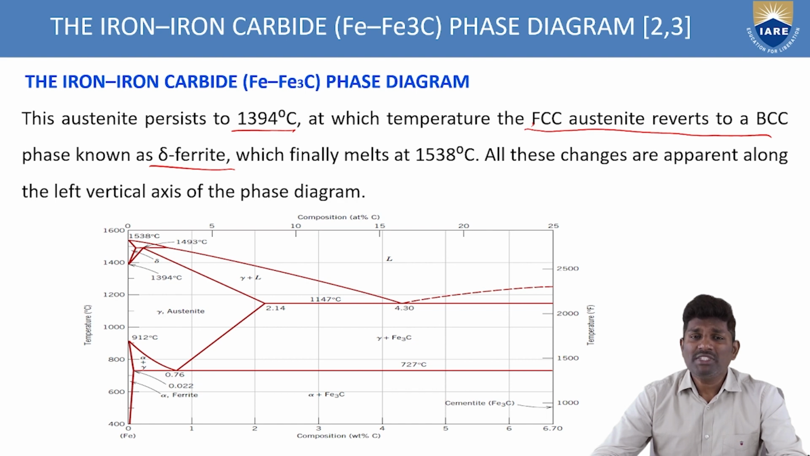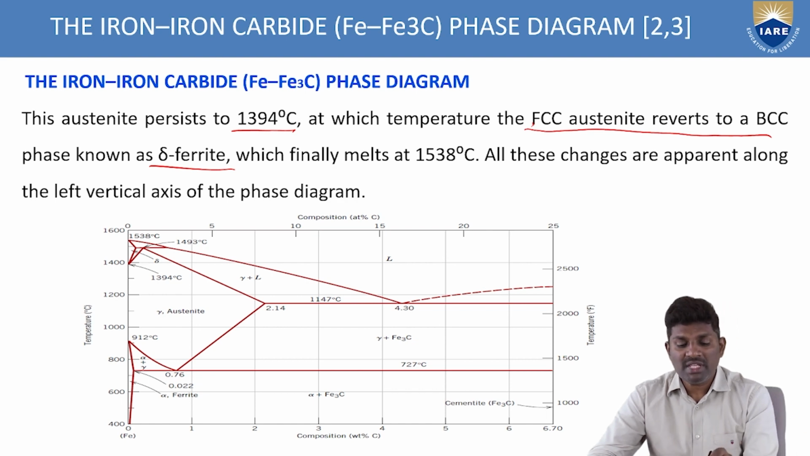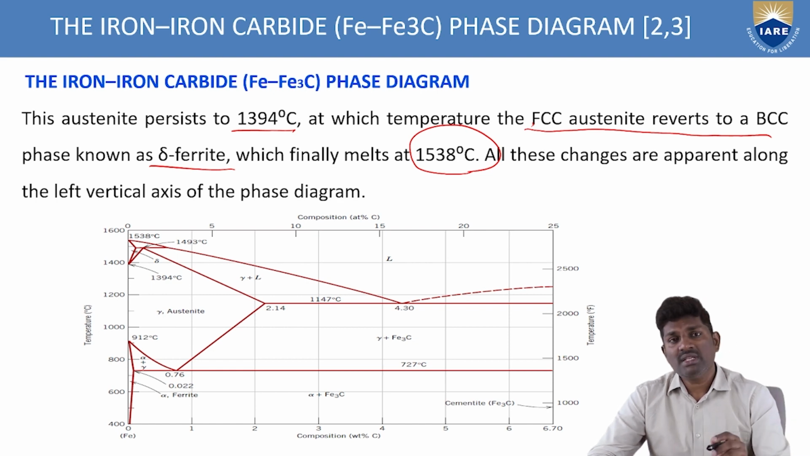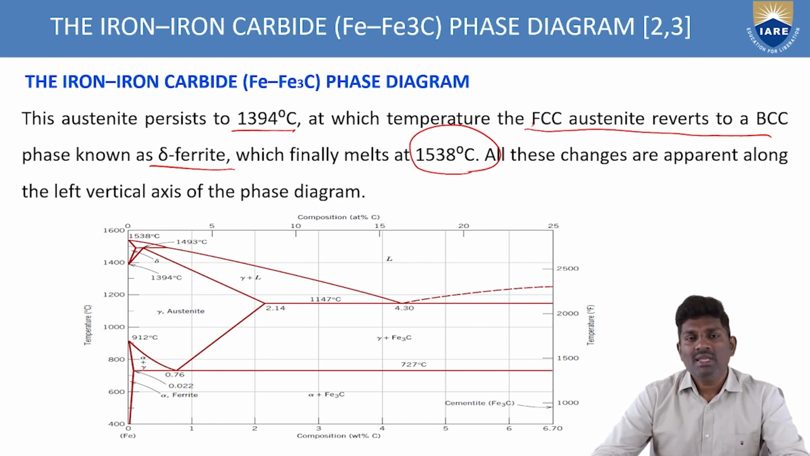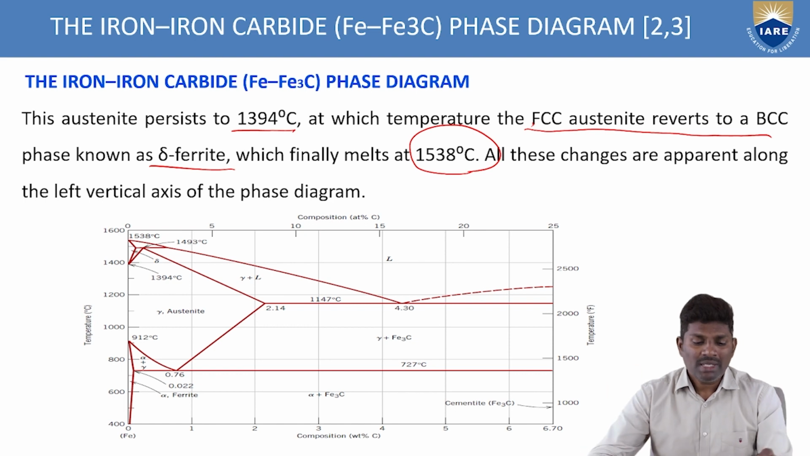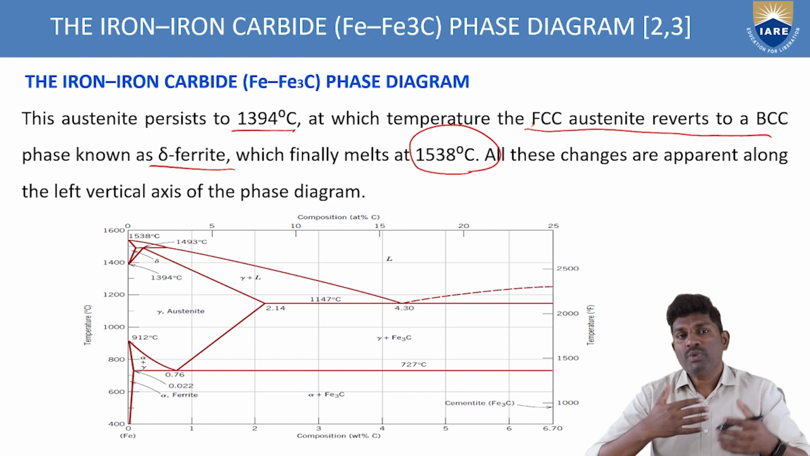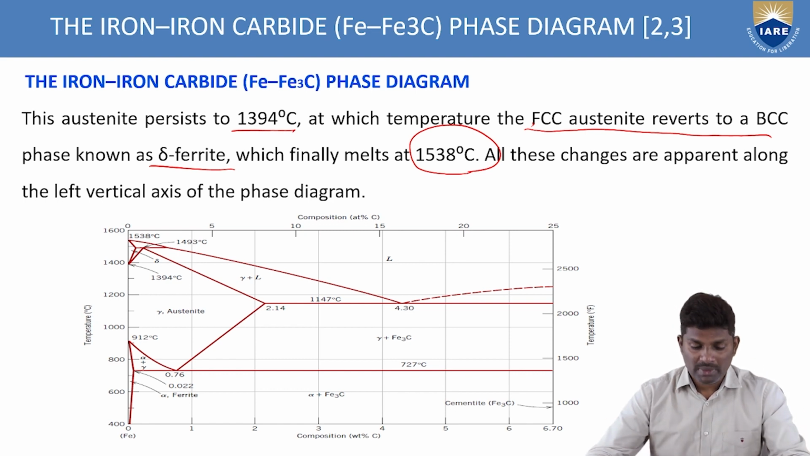At what temperature do you get this delta ferrite? Up to 1538 degrees centigrade. Initially at room temperature we have a ferrite type of crystal structure, and upon heating to 912 degrees centigrade, this ferrite converts into austenite. Now if you still heat up to 1538 degrees centigrade, this austenite converts into delta ferrite. So this is how the transformation of pure iron happens upon heating of the element.